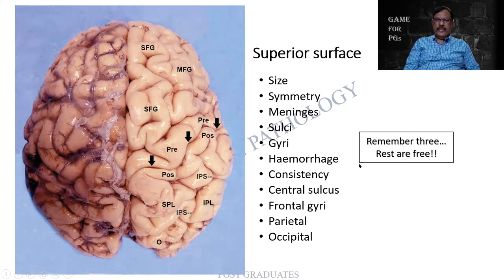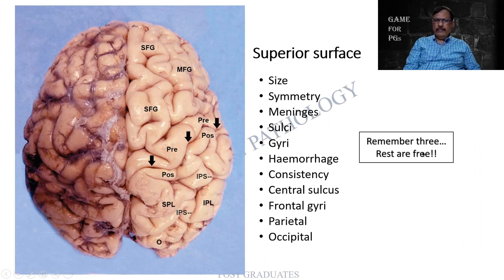And what we should appreciate will be these points: whether they are symmetrical, the size, whether it is shrunken or edematous. Meninges, are they transparent or translucent? Is there any widening of the sulci? Areas of hemorrhage, consistency as you feel, and the central sulcus, is there any widening? There are three regions, obviously, the frontal, the parietal and the occipital. If you remember these three, there are many subdivisions which you people can go through.